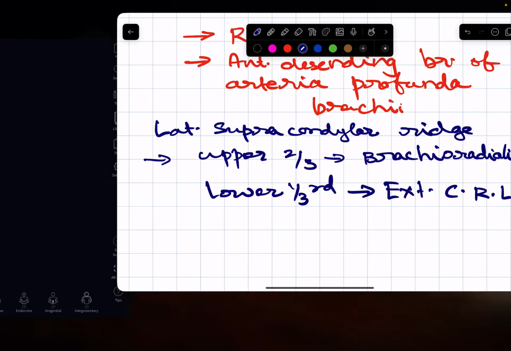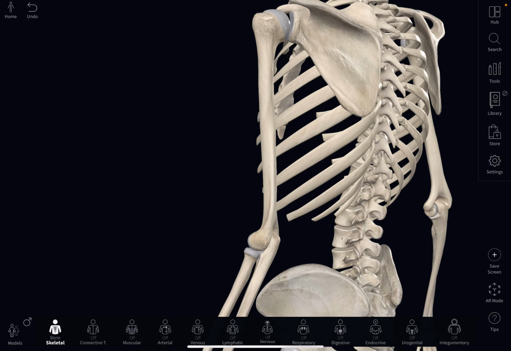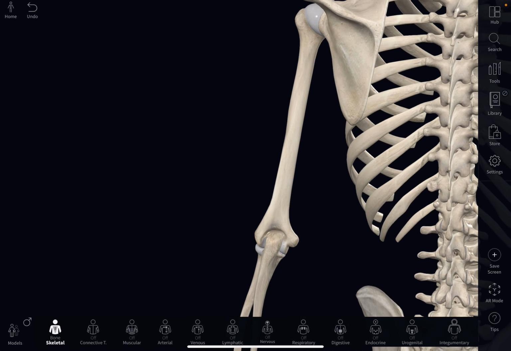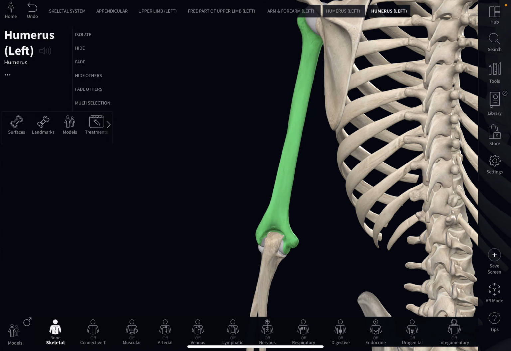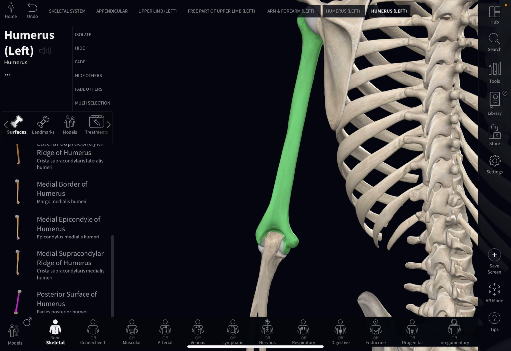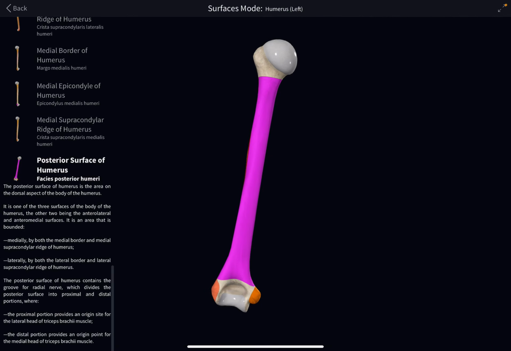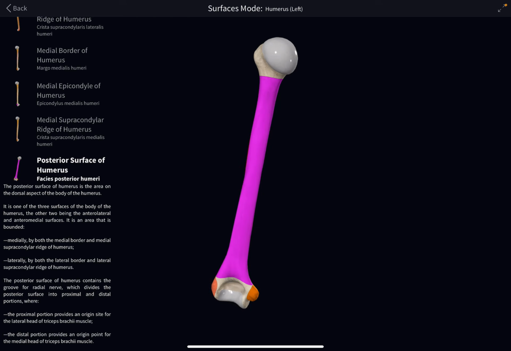anterolateral surface. One more last surface is the posterior surface. With the posterior surface, it has to be on the back. So the posterior surface is between the medial border and the lateral border. Okay, look at these surfaces here. The posterior surface lies here. This is the posterior surface, highlighted in pink color.